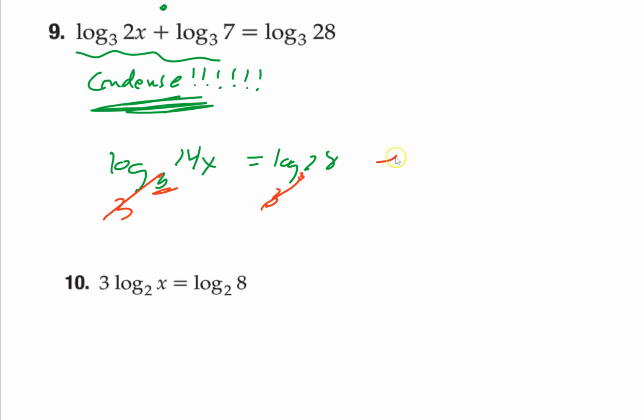So those cancel out, and you get 14x equals 28. Divide by 14. X equals 2. Right? Plug it in. That works fine. You can have 2 and 2, and there's 4. Right? But that's the general idea.